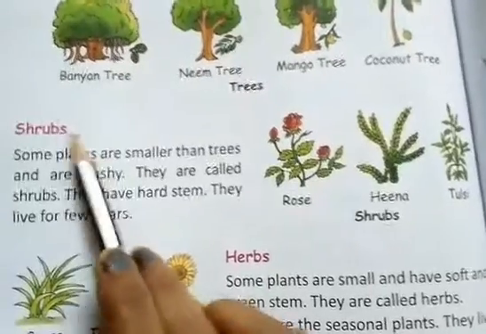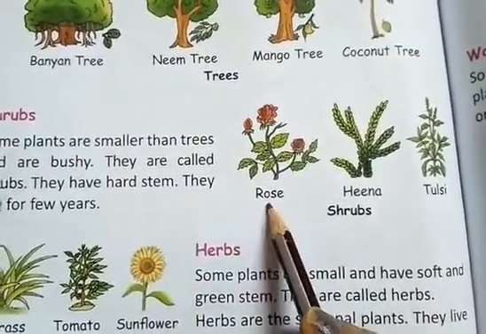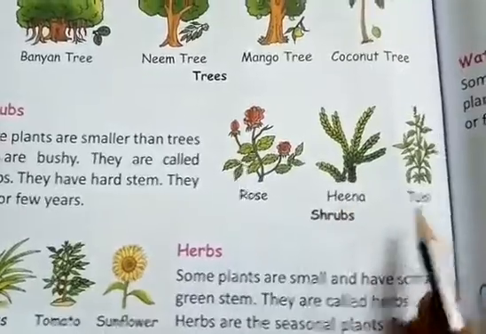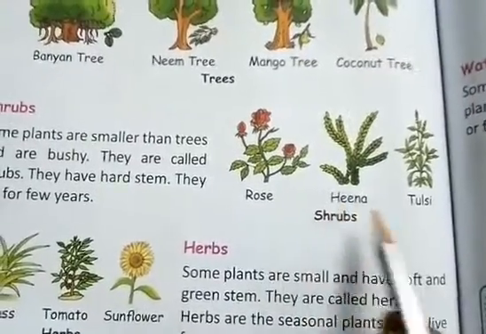Now the examples of shrubs are rose, henna, tulsi, and there are many more shrubs.